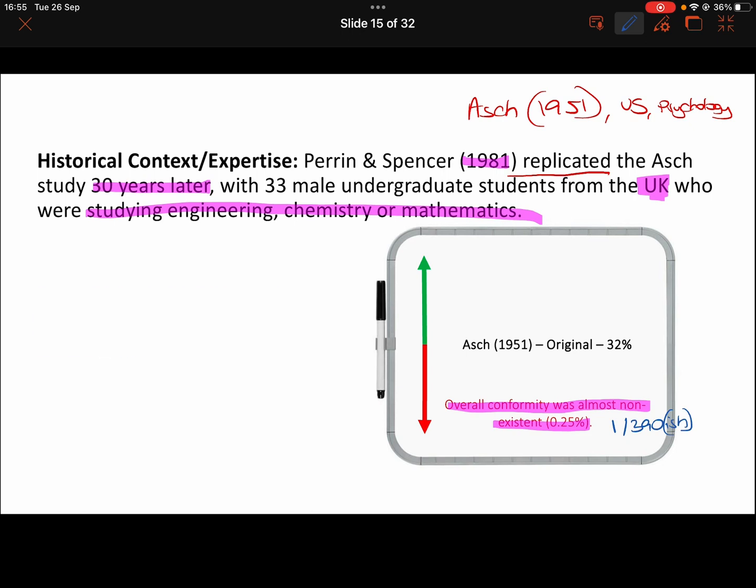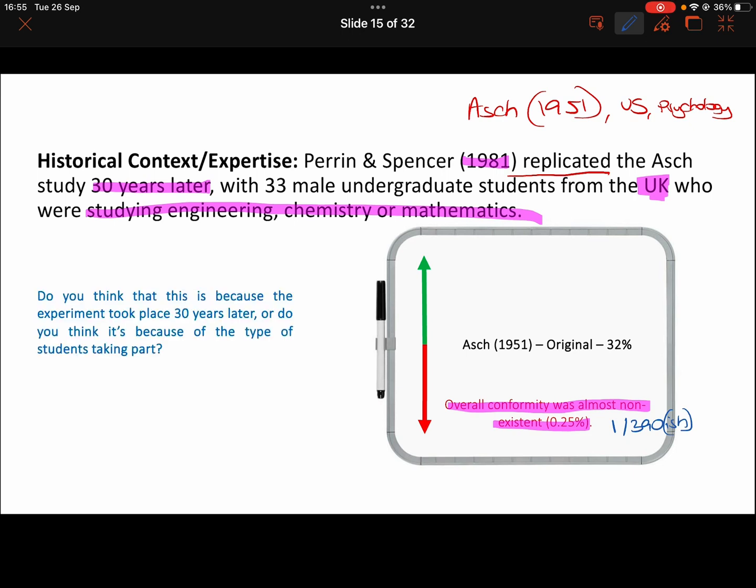The question I would like you to answer is, do you think that this change in conformity is because it took place 30 years later? Or do you think it's something unique about the participants who took part in this research? Why do you think it's one or the other, or why do you think it could perhaps be both? So I'd like a little response to this question.